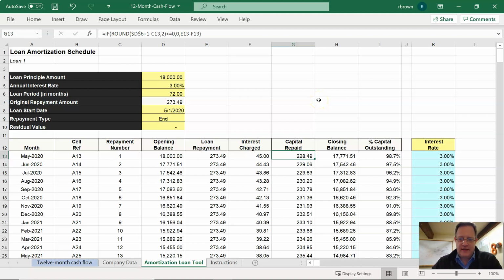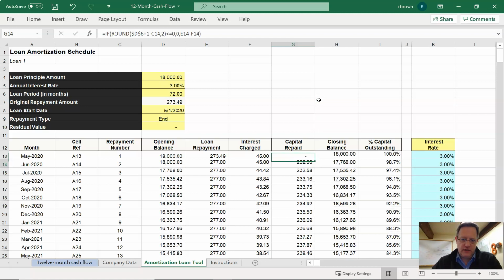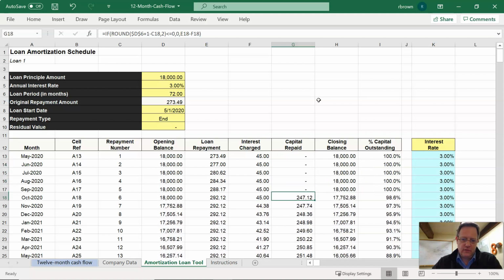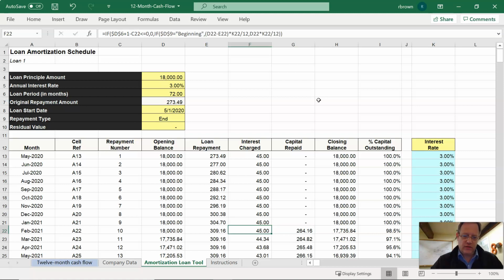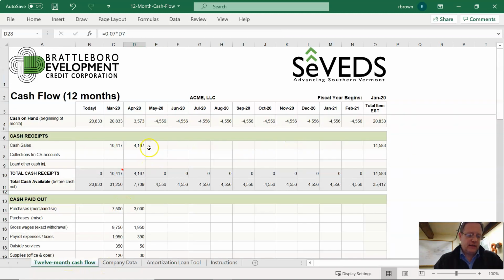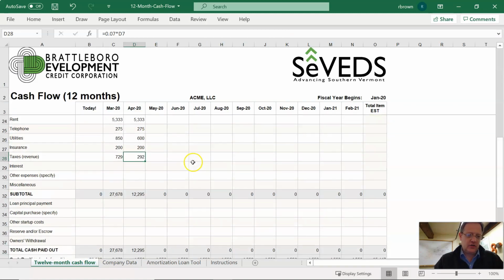So let's say that is for 9 months. So I'm going to zero out capital repaid to 0 to come up with what the interest charge would be during that 9-month period. So that's $45 a month. So I'm going to go now back to the 12-month cash flow statement, and I'm going to jump down in May. So the assumption we're making here is that this interest begins in May, $45. I'll carry this over a few months.